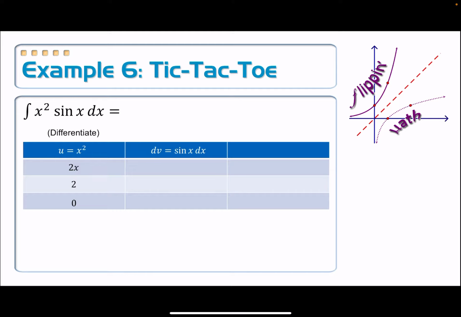Okay, in the next column, you're going to take the antiderivative until you reach this last row here. So the antiderivative of sine is negative cosine. Antiderivative of negative cosine is negative sine. Antiderivative of negative sine is positive cosine. For the last column here, you're going to do a sign change, starting with a positive. So the first one's a positive, which essentially means that you're going to multiply it by a positive 1. Then you're going to multiply by negative 1 and then a positive 1.